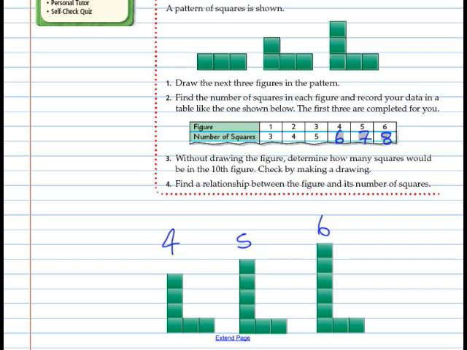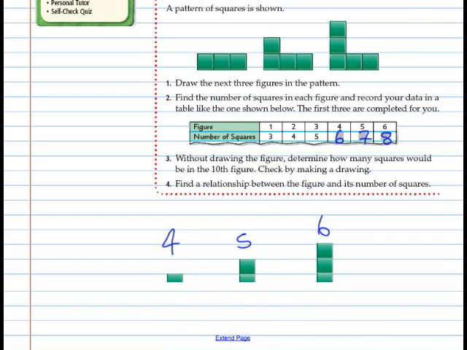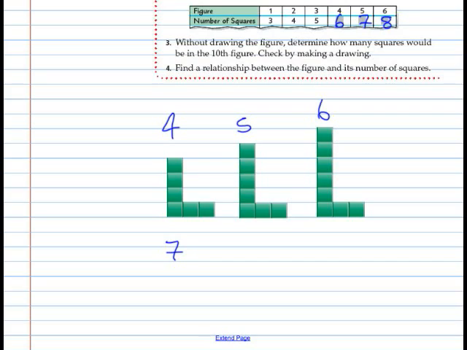Without drawing the figure, determine how many squares would be in the 10th figure. Well, if we continue the pattern, figure number 7 gives us 9 squares. Figure number 8 gives us 10 squares. Figure number 9 gives us 11 squares. And figure number 10 gives us 12 squares.